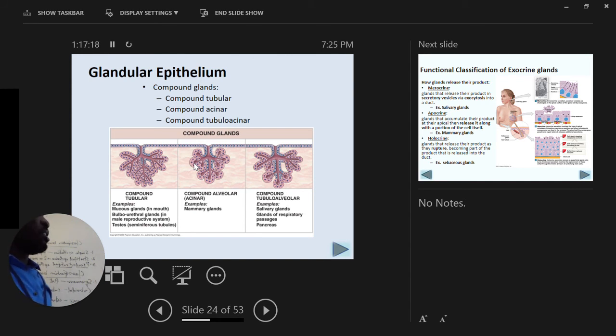This is tubular. Tubular is just like a tube. You can see that the inside, the lumen, is just straight. But the acinar, which is alveolar, the inside looks like a sac. Does that make sense? The inside looks like a pouch. Do you get it? The inside for tubular is just straight. The lumen is just straight down like a tube. But for alveolar or acinar, it looks like a cup, or a pouch.